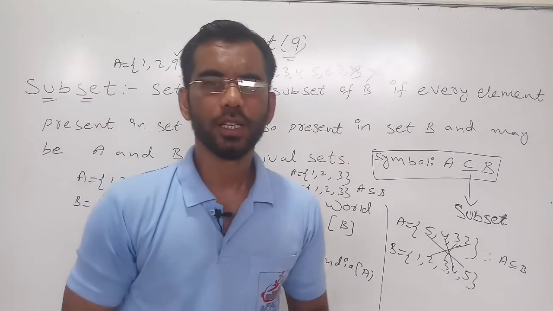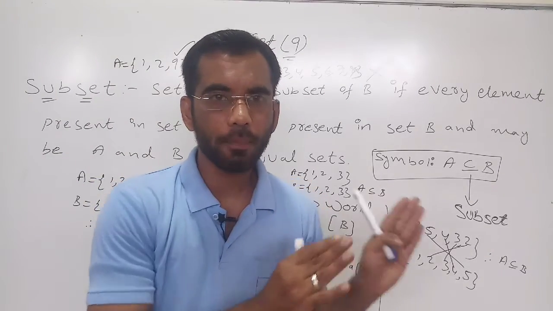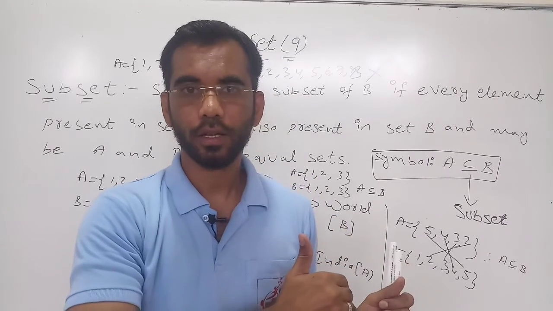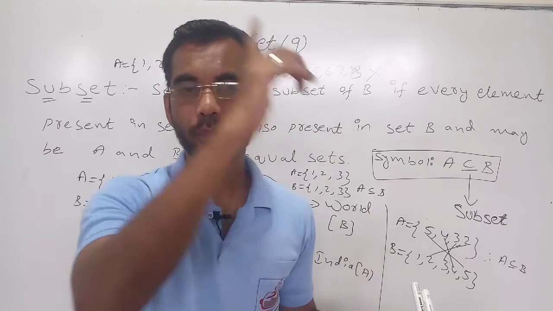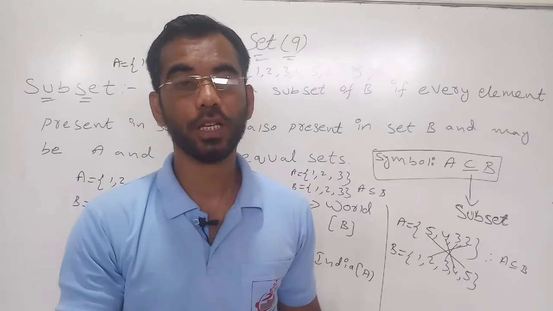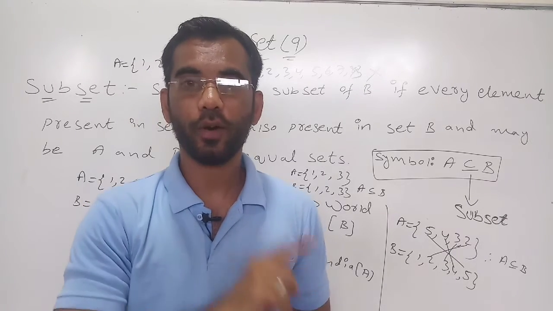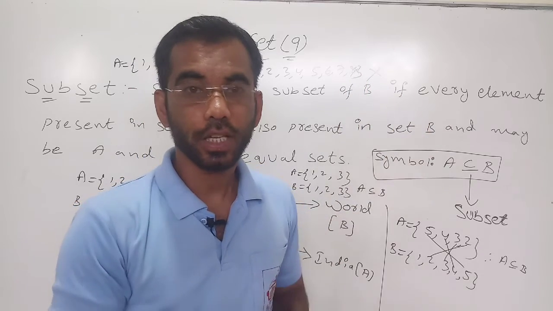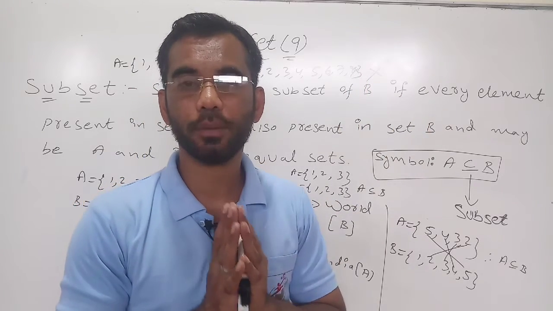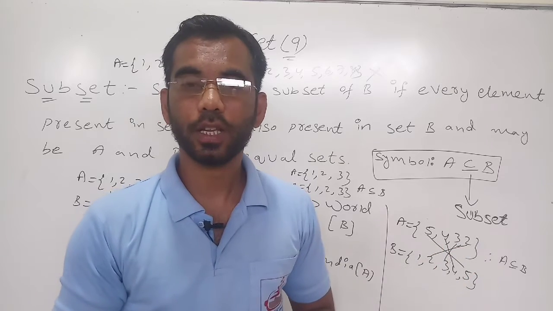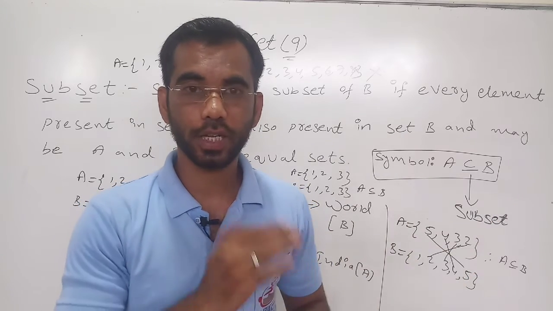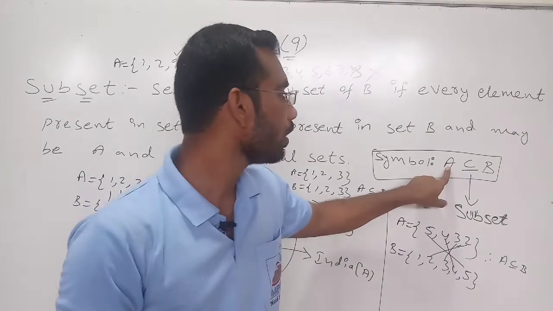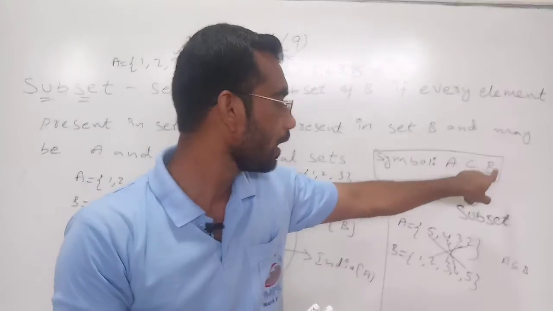That means clearly that all the elements present in set A, the first set, should be present in set B. If one of the elements from A is not present in B, then it is not a subset. So what is the condition? All the elements of the first set should be present in the second set.